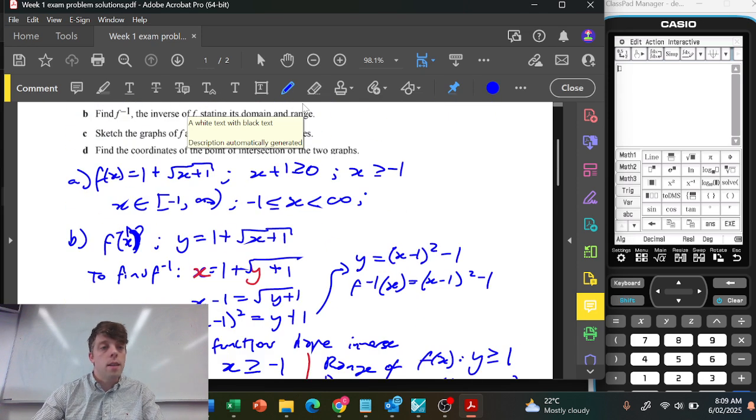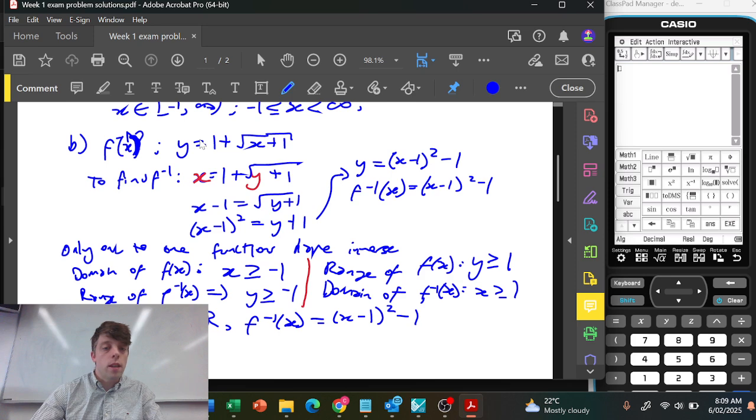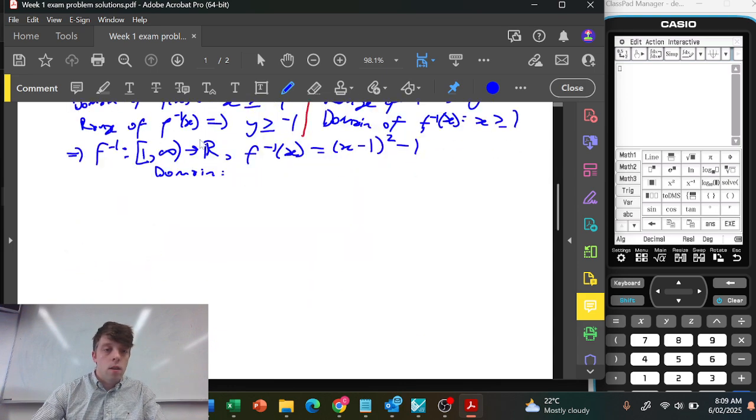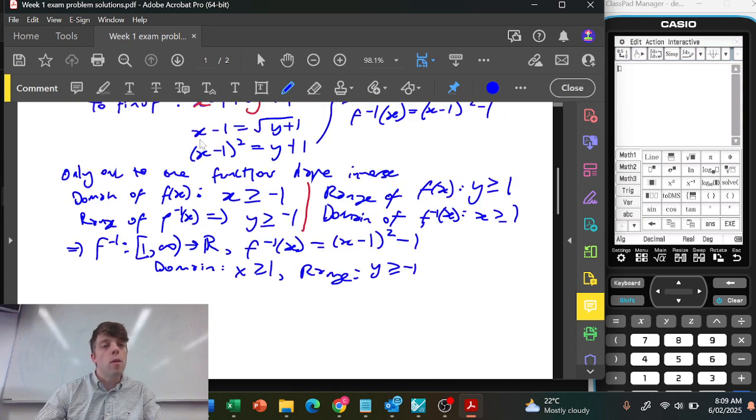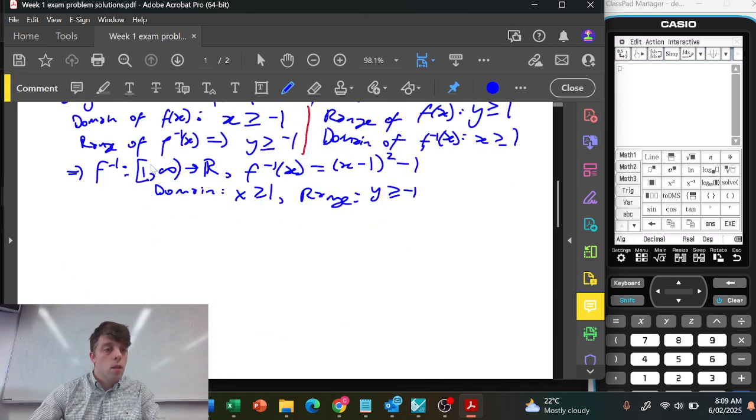All right, so that there is the inverse, and its domain and range I've already stated over here. So the domain is x is greater than or equal to 1. Range is y is greater than or equal to -1. All right. Next step, we need to sketch these two graphs on the same axis.